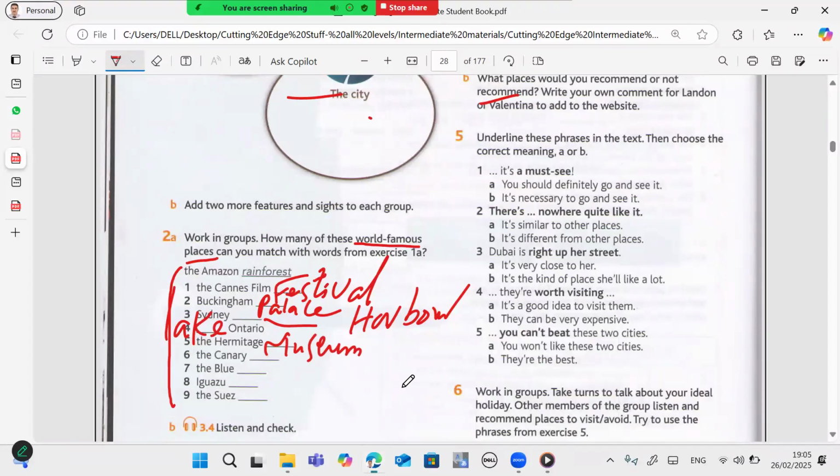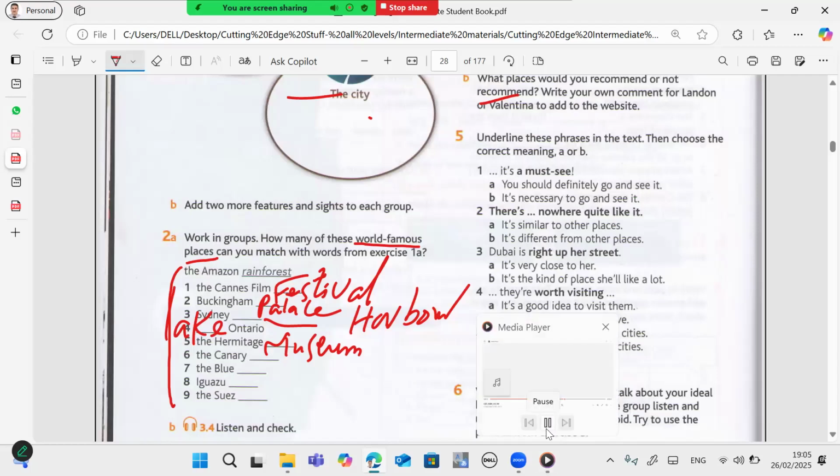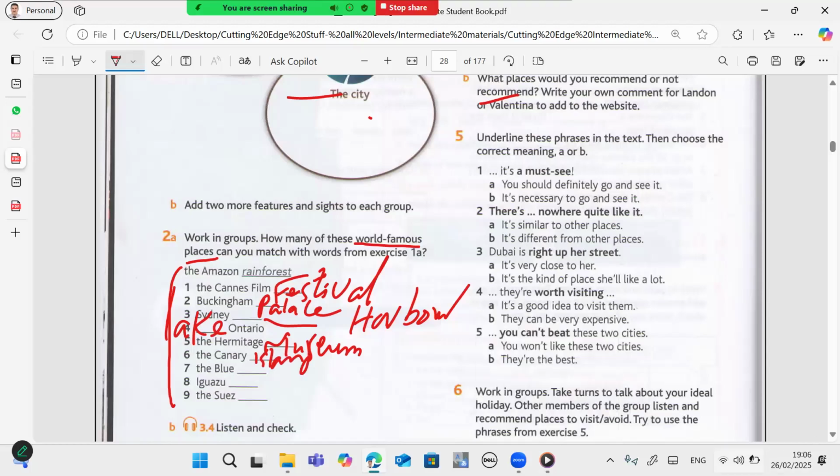6. The Canary Islands are off the coast of Africa, but are part of Spain. They are one of the most popular tourist destinations in Europe. Yes, the Canary Island. Okay, what do you know about it? One of the most important places or most tourist attraction. Tourist attraction destination in Europe.